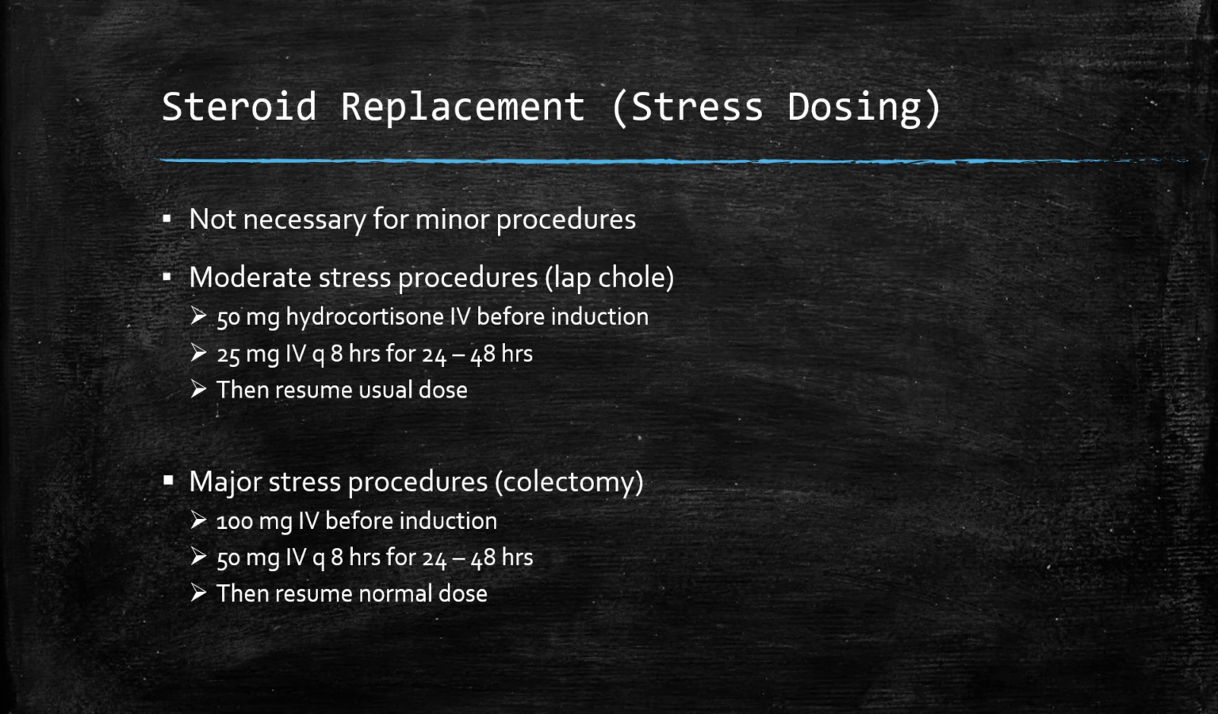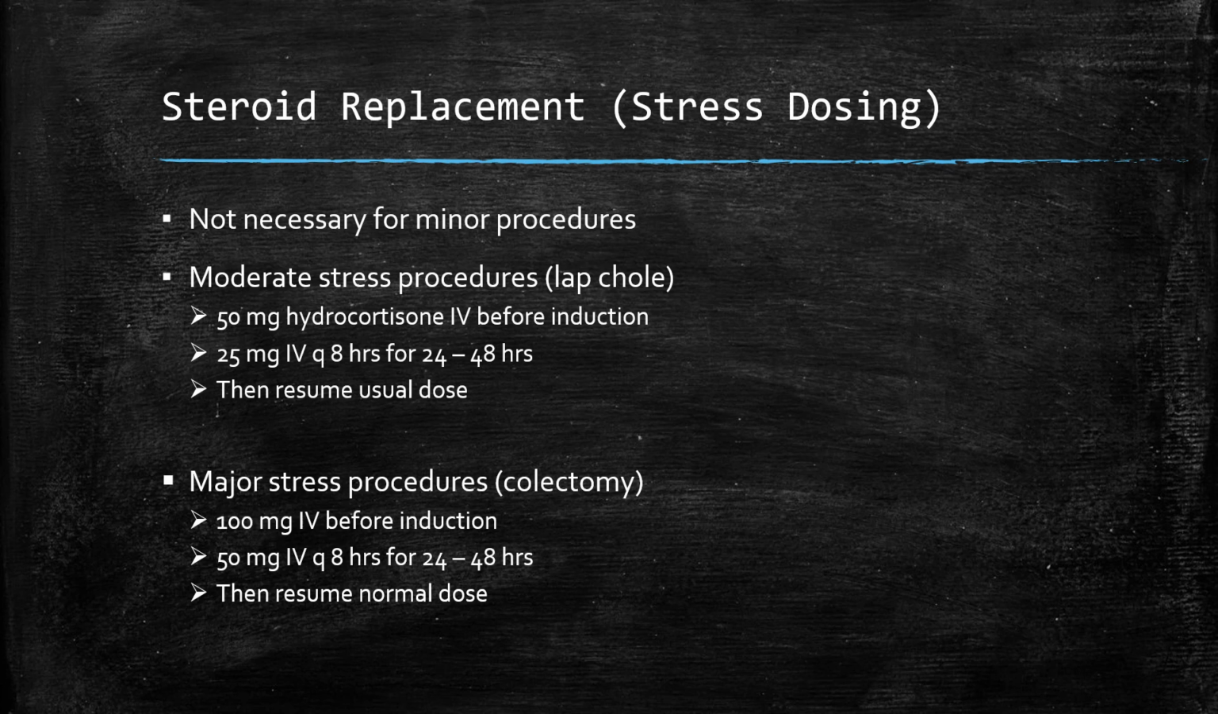Many patients are taking oral glucocorticoids for a host of inflammatory and autoimmune diseases. And so depending on the dose, these patients will have some degree of adrenal suppression and may not be able to mount the expected stress response after a surgical procedure. And so for this reason, depending on the type of procedure to be performed, steroid replacement, or sometimes called stress dosing, might be necessary.